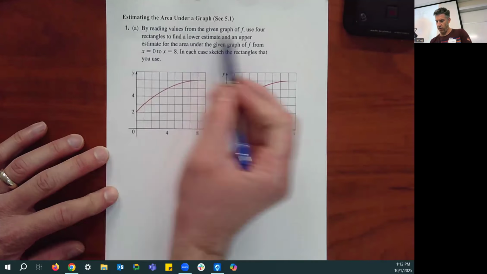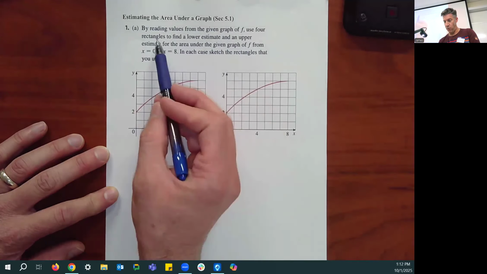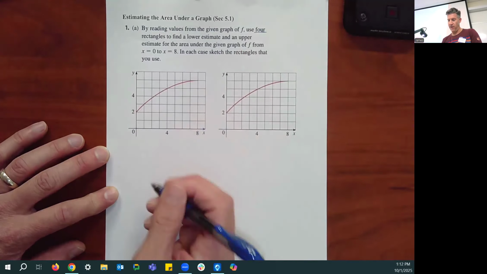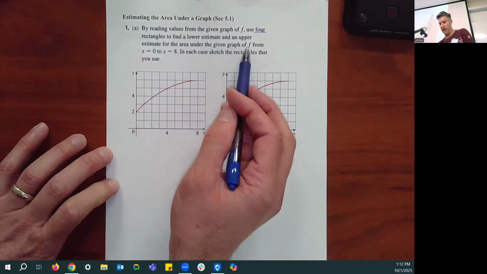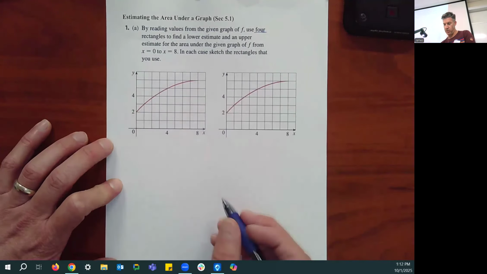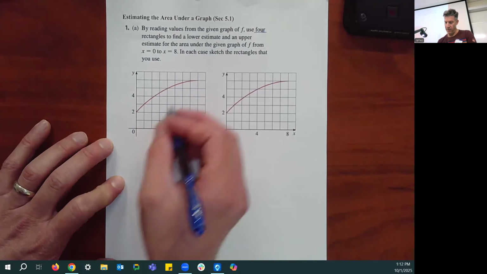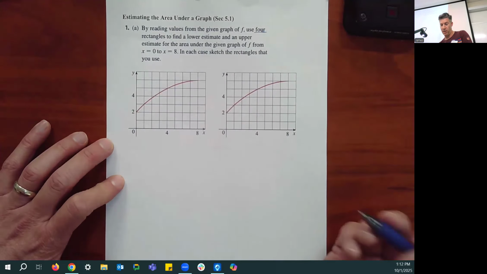So we're estimating the area under the graph. By reading values from the given graph of f, use 4 rectangles to find a lower estimate and an upper estimate for the area under the given graph of f from x equals 0 to x equals 8. In each case, we're going to sketch the rectangles that we use. So let's have this left one be the upper estimate and the right one be the lower estimate.